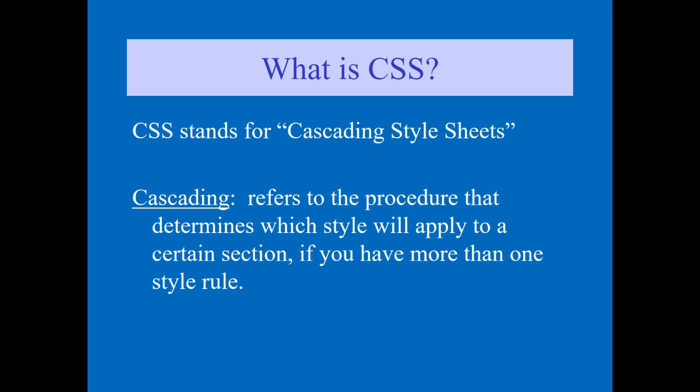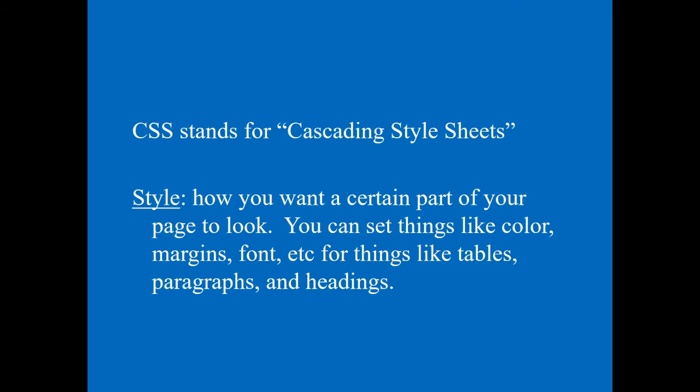First of all, we see what is the meaning of cascading. Cascading refers to the procedures that determine which style will apply to certain sections if you have more than one style rule. So this is the kind of procedure that determines which style will apply to certain sections. Got it?